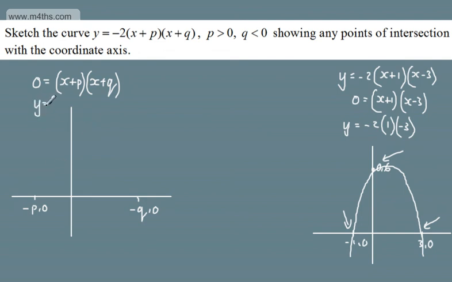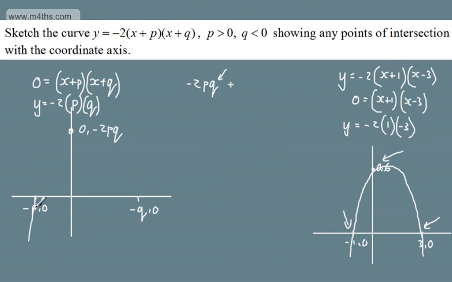Let's now set x equal to 0. If we do that, we'll have -2, and then we'll have p multiplied by q. q is a negative number, so this is going to give us a positive value. -2pq is positive as q is negative. So all I'm going to do is put this just here. This will be (0, -2pq). As q is negative, that will give us a positive value.